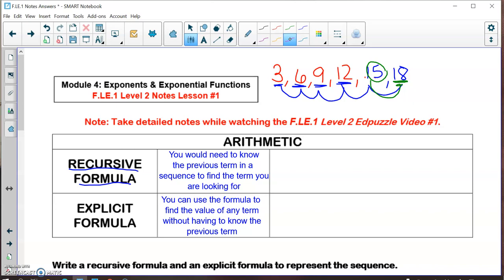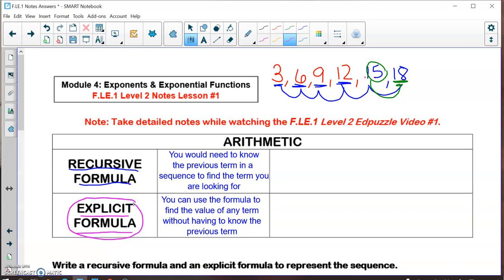However, if I asked you to find the 150th term of this sequence, you're probably not going to want to continue the pattern 150 times. So that is when we use something called the explicit formula. And in the explicit formula, you will be able to use this formula to find any term of your sequence without needing to know the previous term. So if you wanted to find the 150th term, you do not need to know what the 149th term is in order to find the 150th term. You would just use the explicit formula.